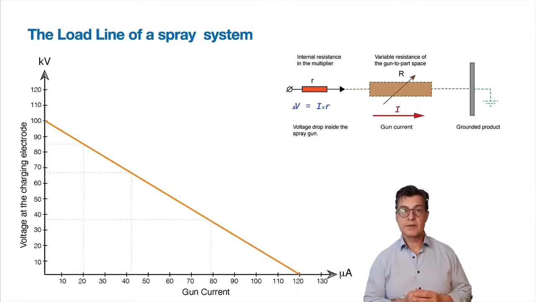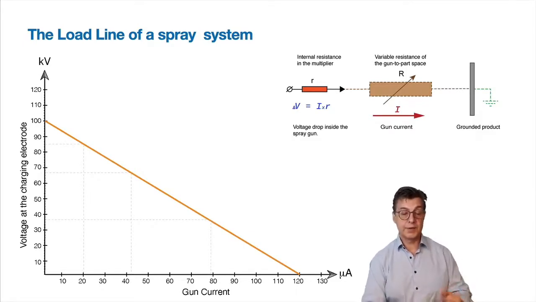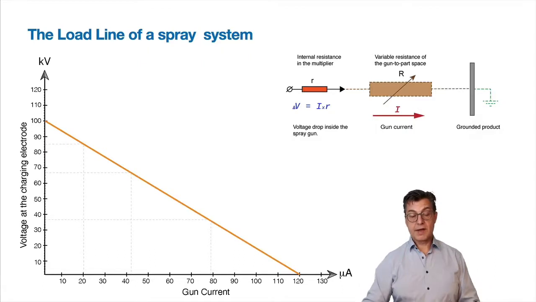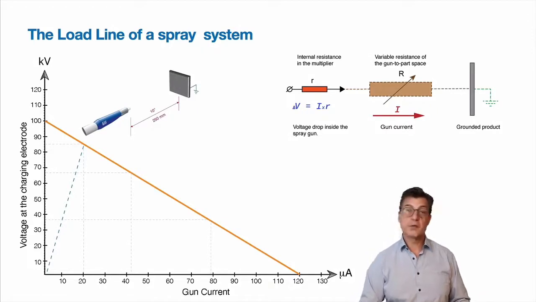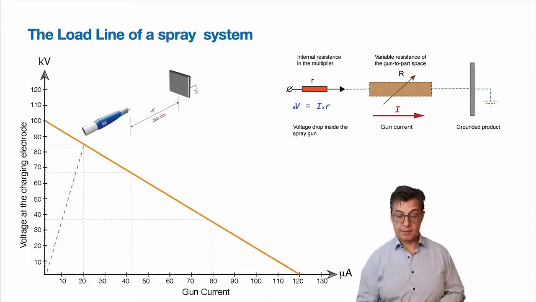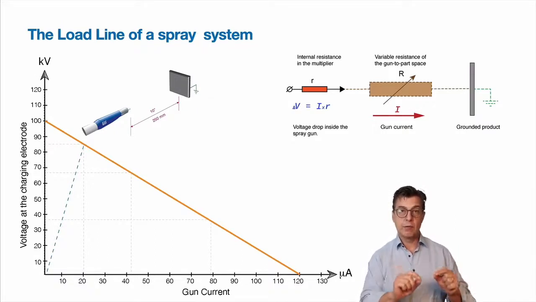So what about the resistance? Well, we can show that as well on this load line. The dashed lines correspond to the different gun-to-part distances. So for example, if the gun happens to be 10 inches away from the product, or 250 millimeters, the line where the resistance corresponding to this gun-to-part distance intersects our load line will show us exactly what the voltage at the tip of the gun and what the current through the system will be.